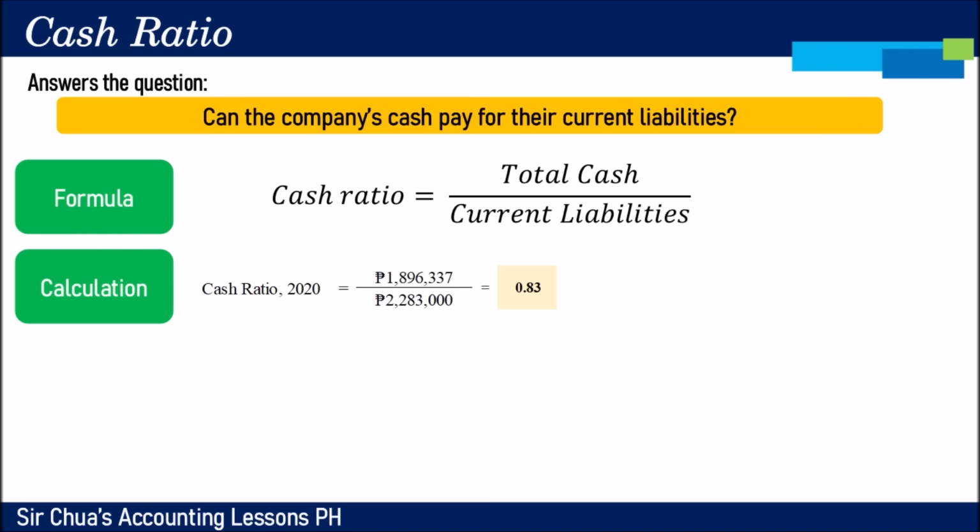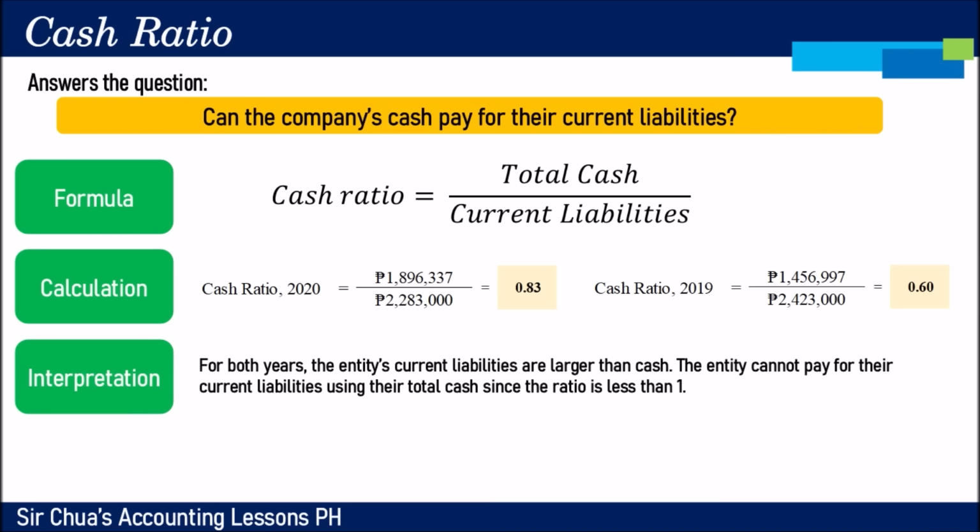Calculation for 2020, cash for 2020 of 1,896,337 divided by current liabilities of 2,283,000 gives you 0.83. And then for 2019, you do the same calculation, just get the cash and the CL for 2019 and you get a cash ratio of 0.6. Sadly, lesser than 1 na siya. So, nung ninarrow down pa natin na cash lang yung titignan natin para magbayad ng current liabilities, pumalya na tayo.